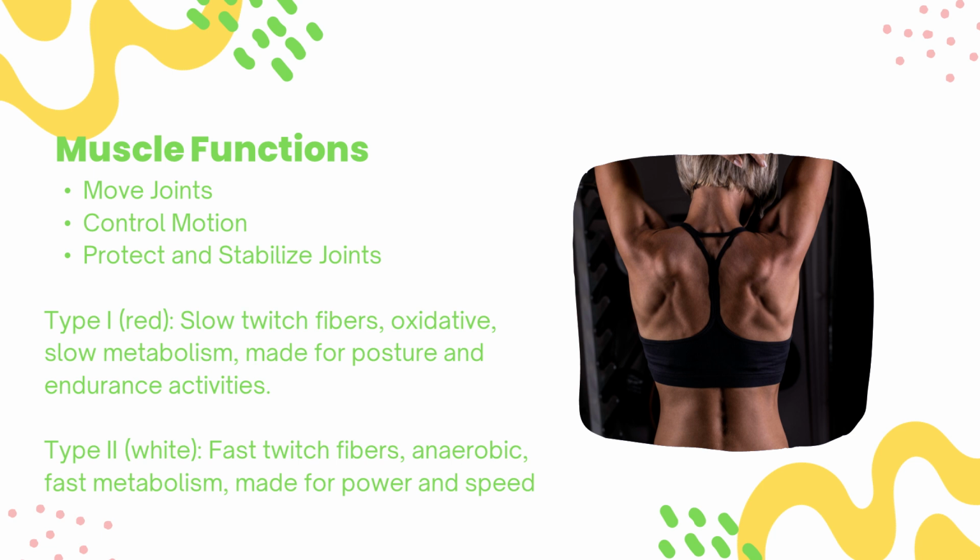So if a muscle like the gastrocnemius has to do more of a powerful move, then it's going to have more type 2 fibers. Then we think about our erector spinae in our back, keeping us upright against gravity all day long. Those are going to be more oxidative muscles, type 1, because they're more for postural control.